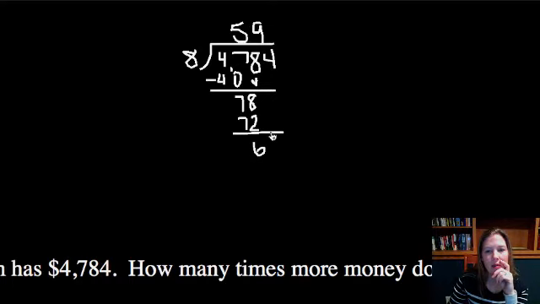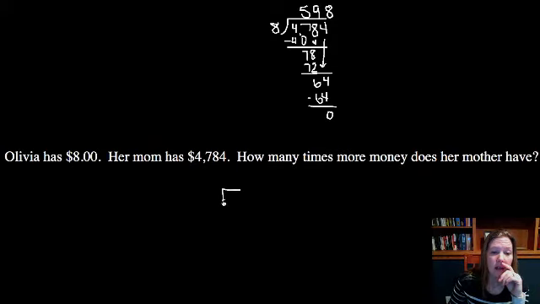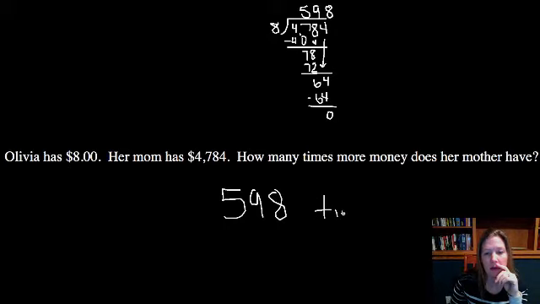And we subtract, bring down. So 8 goes into 64 how many times? You should recognize that fact. 8 times 8 is 64. Subtract, I have 0. So in the end, Olivia's mom has 598 times more money than Olivia. So that would be our answer. So there's an example of one.